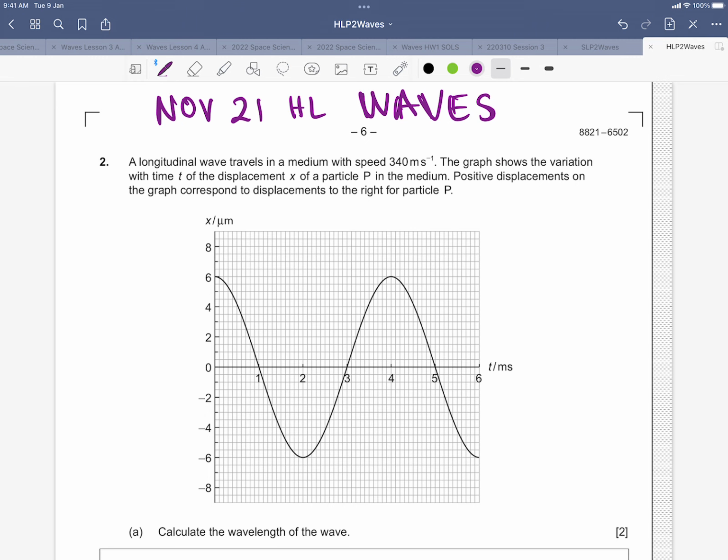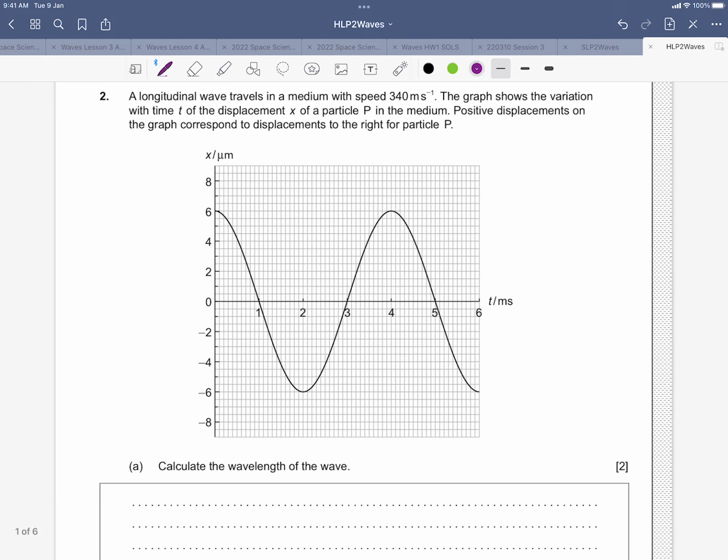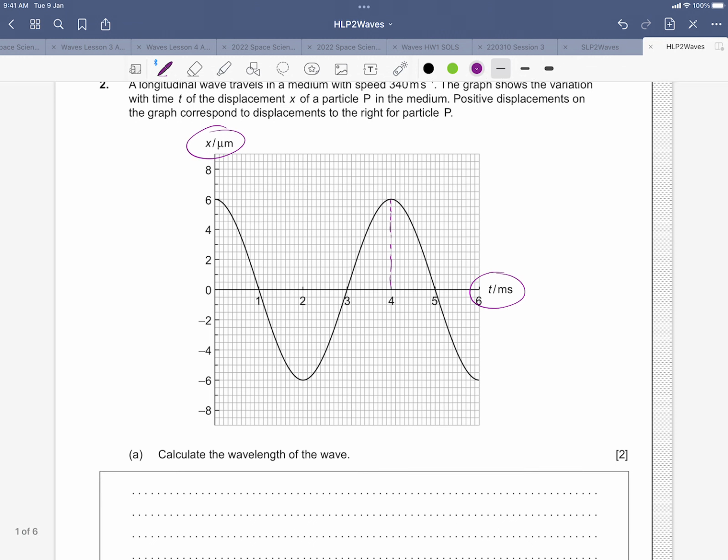And we are looking here at the oscillations of a single particle in the medium, its displacement versus time. And we have to first calculate the wavelength. Okay, so we can't read off the wavelength directly because this is just the simple harmonic motion of a single point. But what we can read off is the period. So that's going to be 4 milliseconds. Remember to pay attention to the units on the axes.